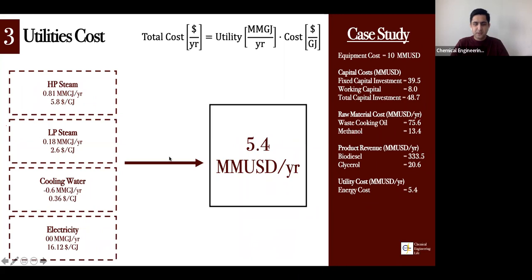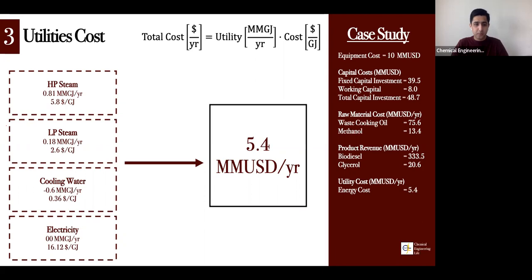The next step is the utilities cost. The utilities are very important because the utilities are what is going to keep the plant running. The main utilities that we have in our plant are the high power steam, the low power steam, cooling water, and electricity. And there also tends to be refrigerant if you are cooling something below 0 degrees or so. Luckily, in this case, we don't have any, so I have not added that into the slide.